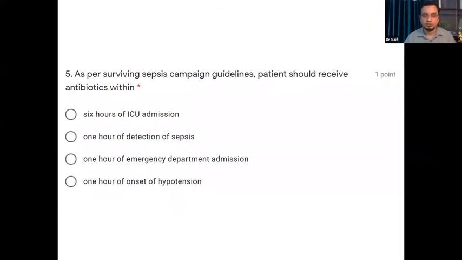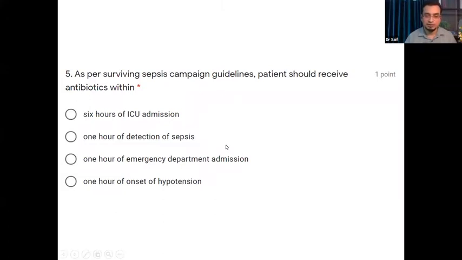Now, this is another question. As per Surviving Sepsis Campaign guideline, patients should receive antibiotics within... So I have answered this question already. But here there are so many confusing things. Whether the timing should be 6 hours of ICU admission, or 1 hour of detection of sepsis, or 1 hour of emergency department admission, or 1 hour of onset of hypotension. So this is quite tricky.